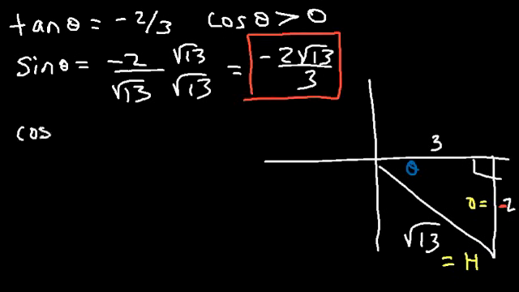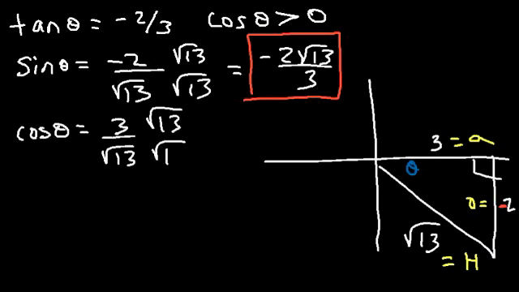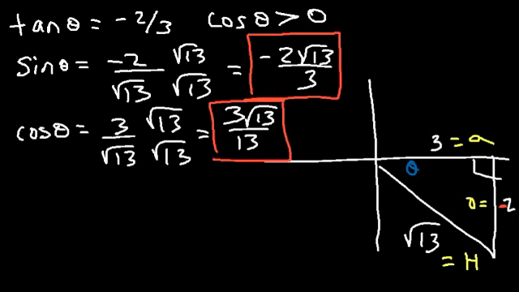Now what about cosine theta? Cosine theta is equal to the adjacent side divided by the hypotenuse, so 3 over root 13. And then let's rationalize it. So this is going to be 3 root 13 over 13. So now we know that cotangent is the reciprocal of tangent, so that's negative 3 over 2.